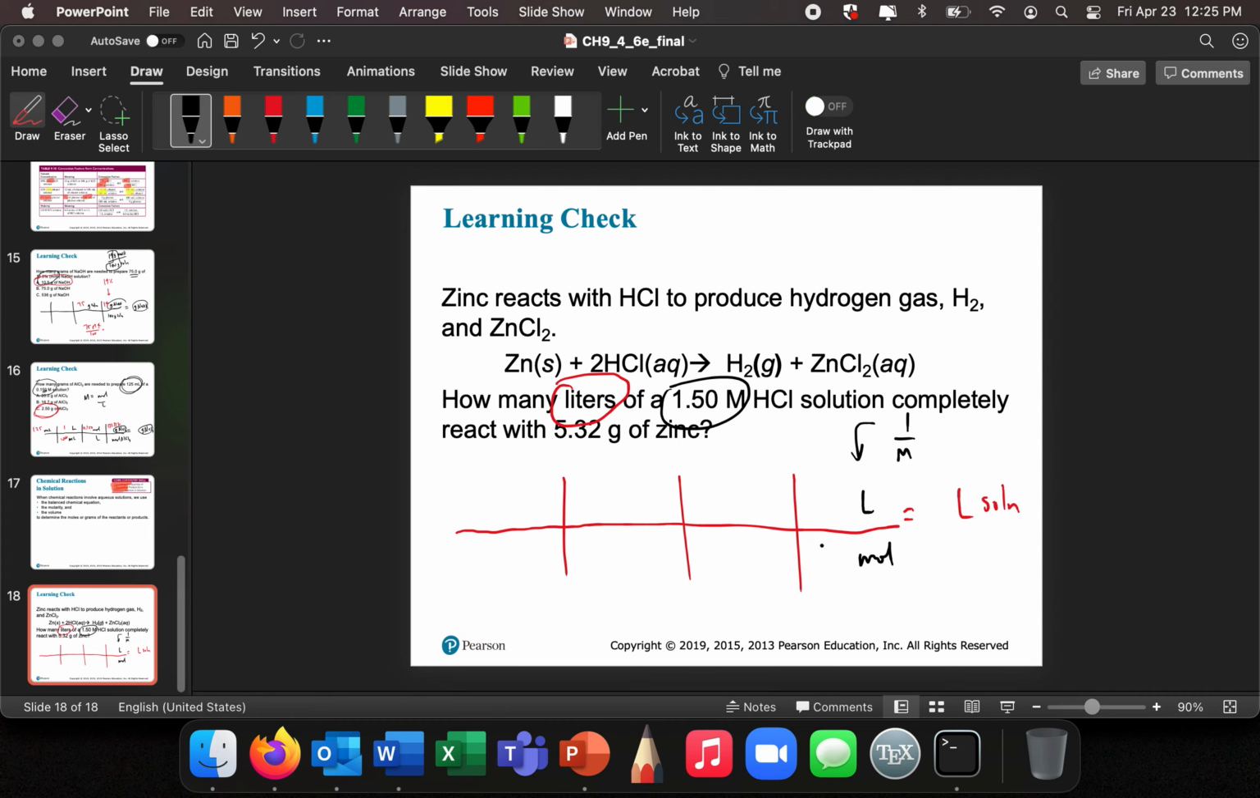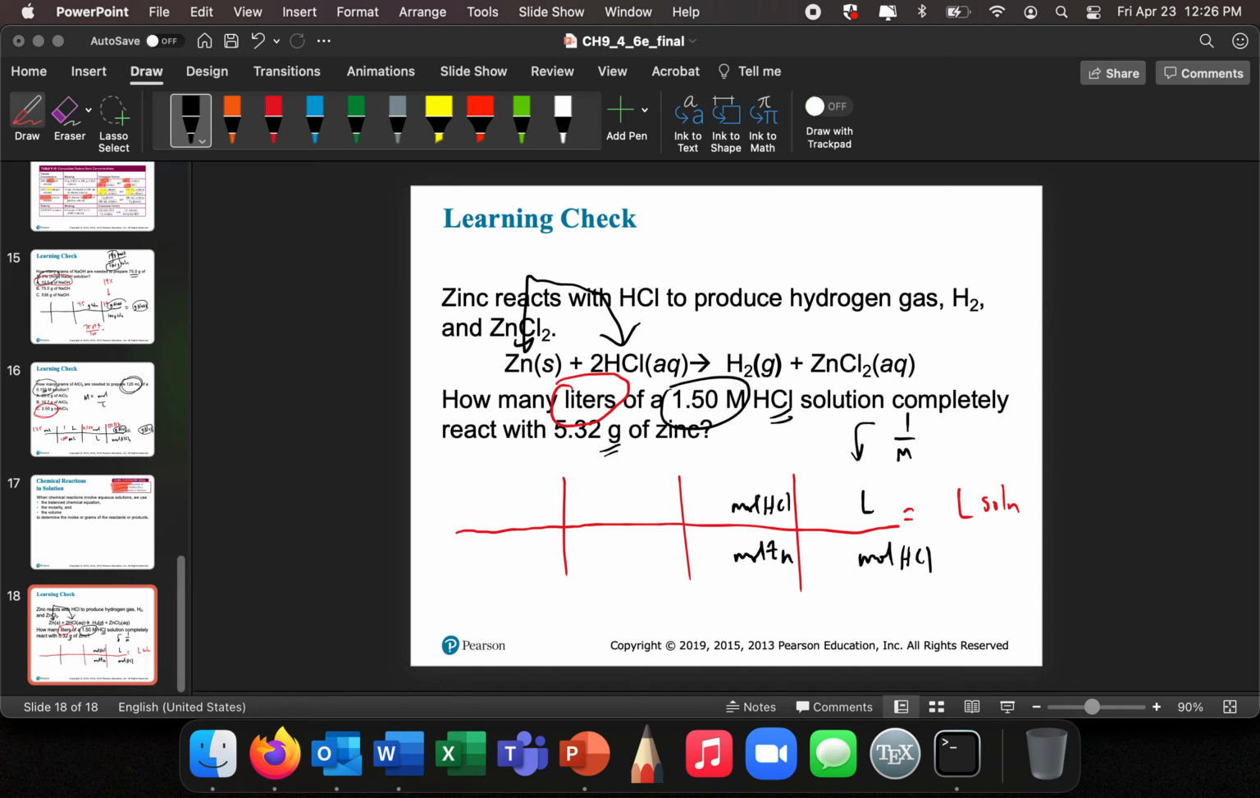So I've got liters of solution. That's perfect. Now, I'm looking for grams of zinc. So I'm going to have to go, this is moles of HCl. So I'm going to go moles of HCl. And I know that there are 2 moles of HCl for every 1 mole of zinc, right? So I'll relate that to moles of zinc. Can you read my writing? I was going a little bit fast there.